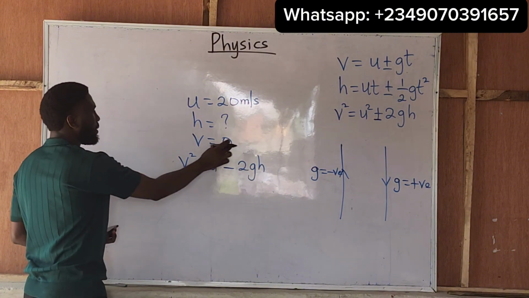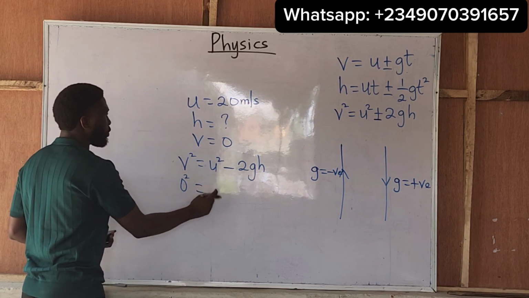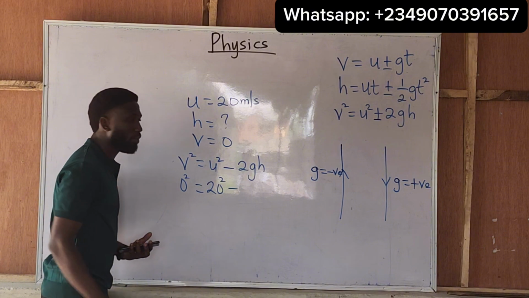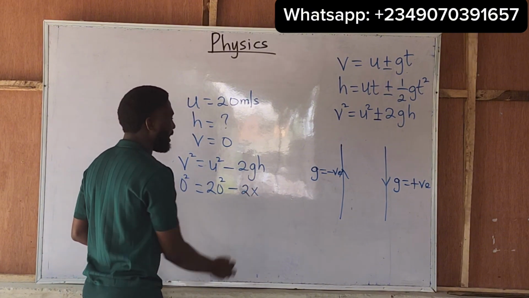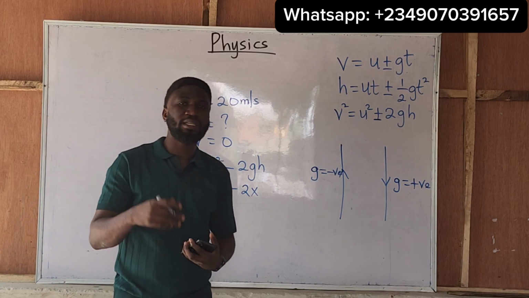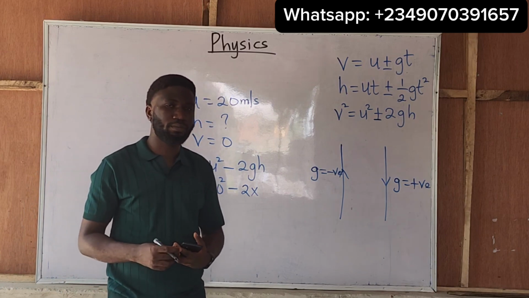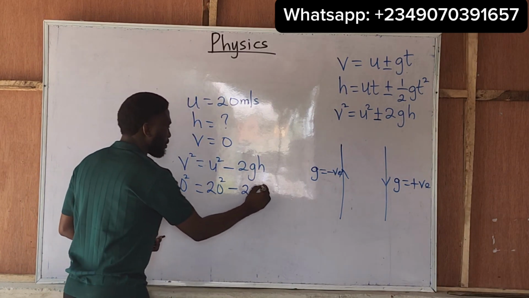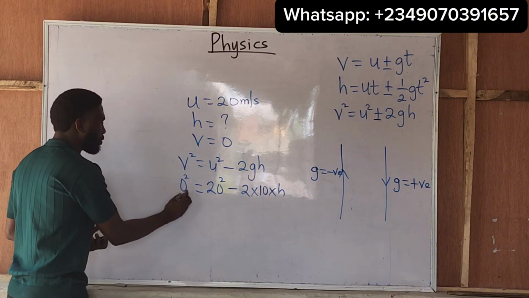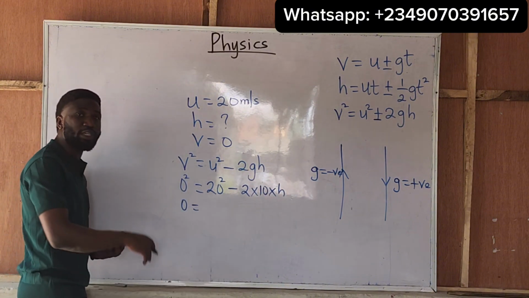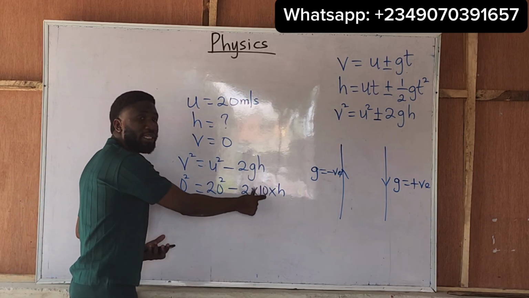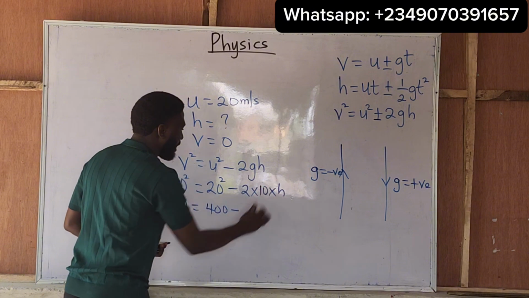What is V? V is 0. So 0 squared equals, what is U? That's 20. 20 squared minus 2 multiplied by G, which is acceleration due to gravity, approximately 10 meters per second squared. Then the height, which is unknown. So 0 squared is 0 now. 20 squared gives us 400. Then minus 2 multiplied by 10, that is 20, then by H, that is 20H.